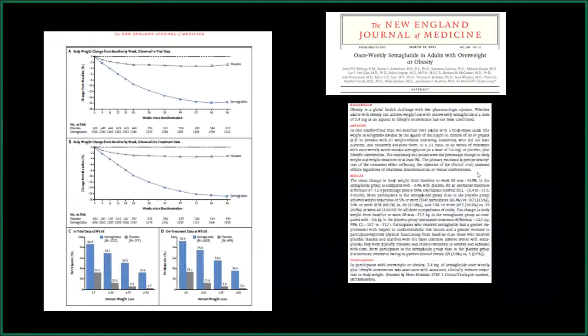Now, as I said, in addition to diabetes, these drugs have significant impact on weight. So this is the study from the New England Journal, 2021, looking at once weekly semaglutide in adults with overweight and obesity. And again, you see here, semaglutide causes a significant weight loss, up to 16% change in body weight at 68 weeks.